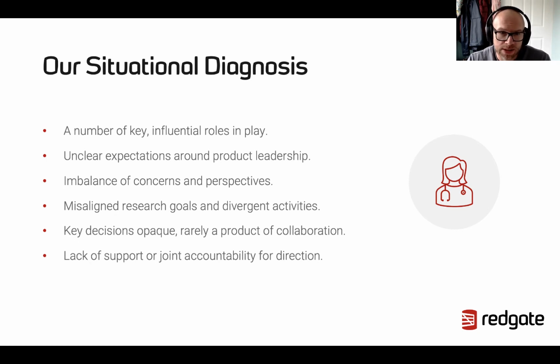For example, designers not having a forum in which to share key insights or express a perspective on the intended or sometimes unintended experience. As a result, we'd see some misalignment and even divergence between the team's wider learning goals and discrete streams of research activities. Those individuals often felt out of the loop with key product decisions, where the rationale was at times opaque and rarely felt to be a product of collaboration. There was a lack of support for our technical leads, where at times they felt solely accountable for a myriad of team and product decisions.